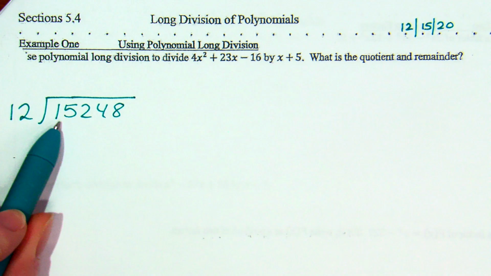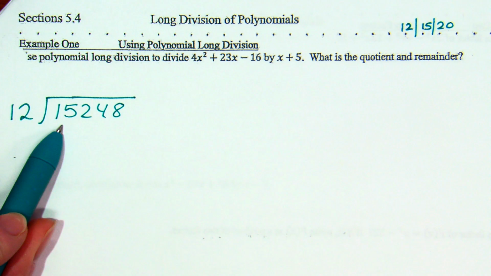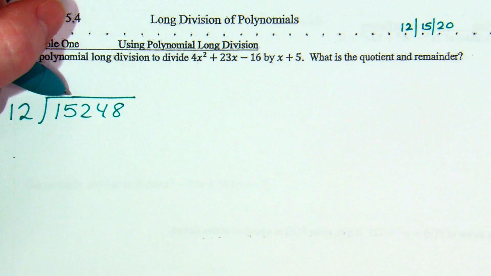So we usually go into another 2-digit number. So you're asking yourselves, how many times does 12 go into 15? Once. Where do I put that 1? On top, above the 5. If you're going 2 digits into 2 digits, we're going over the 5.